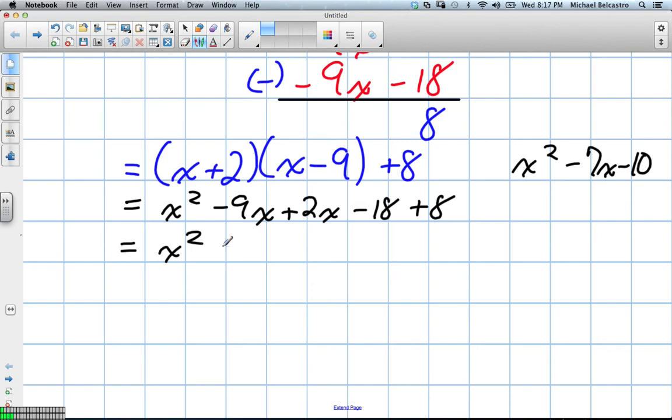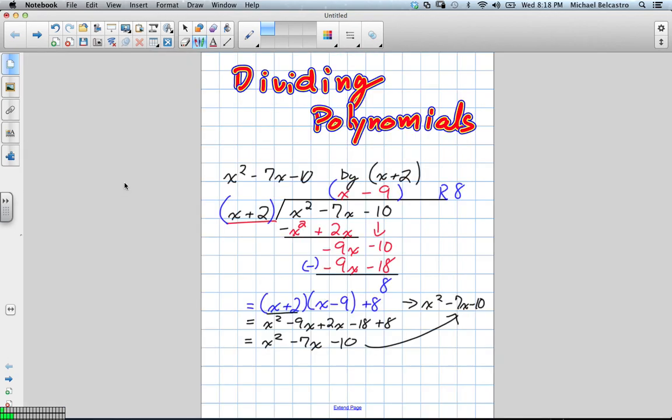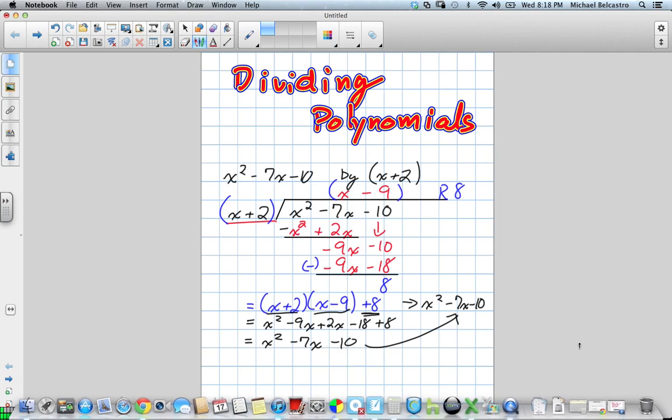What is it? It's negative 7. And negative 18 plus 8? Negative 10. It's the exact same thing as what we started with. But we divided this by x plus 2. We got as our answer above x minus 9, remainder positive 8. This is how we'd rewrite it. And I think that's more something they do in grade 12, rewriting this. This would be your answer. X minus 9 remainder 8 is what you get when you divide that using long division.